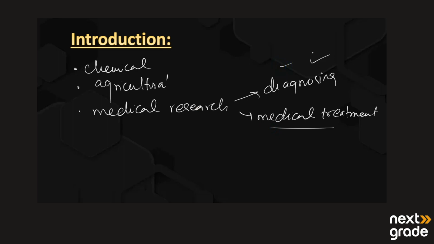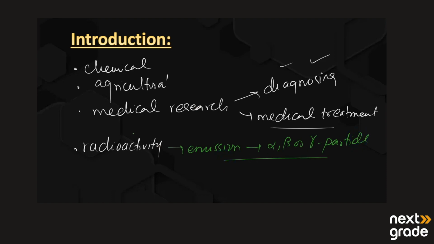So the isotopes of certain elements can also show radioactivity. Now what does radioactivity mean? It is the emission of alpha, beta, or gamma particles. So the elements that undergo radioactivity can emit alpha, beta, and gamma rays as well.